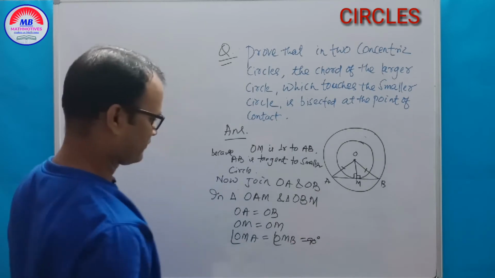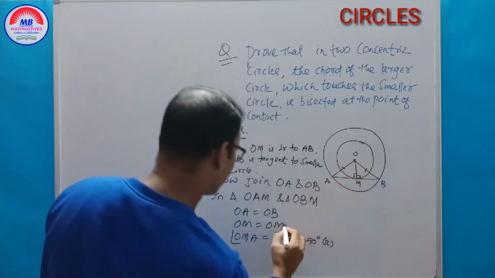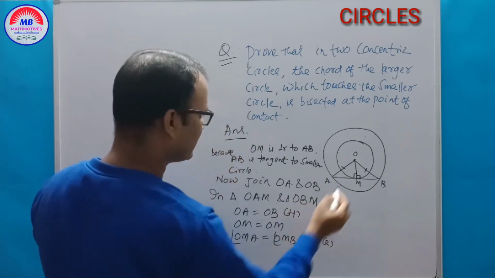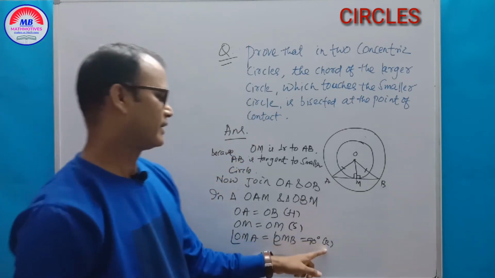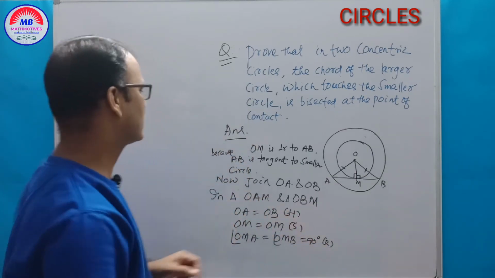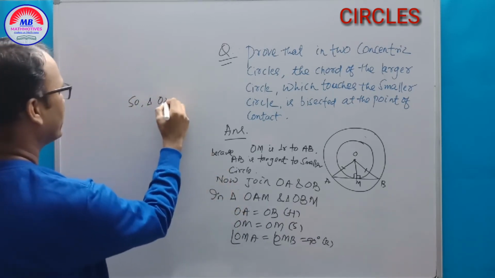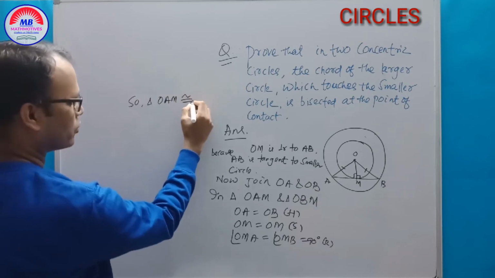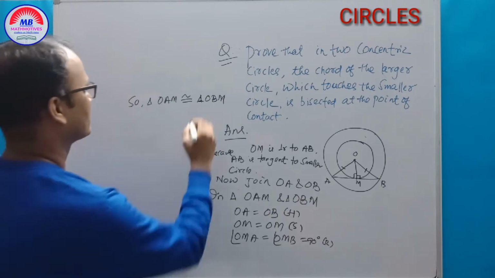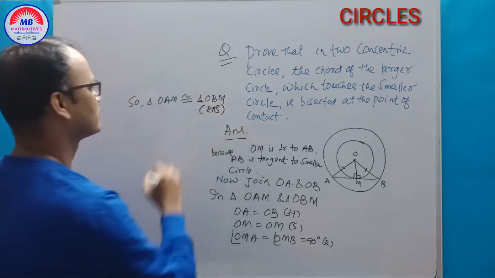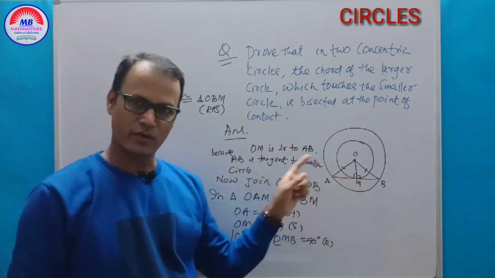Now see, it is a right angle, it is the hypotenuse and it is a side. So right angle, hypotenuse and side, so two triangles: triangle OAM is congruent to triangle OBM, RHS congruency. Clear? Two triangles are congruent to each other.